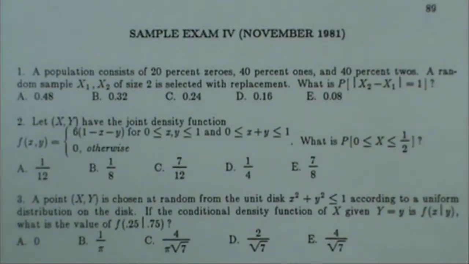Problem number 2. Let x, y have the joint density function f of x, y, which is equal to 6 times 1 minus x minus y, x, y between 0 and 1, and x plus y between 0 and 1. What is the probability that x is between 0 and 1/2?